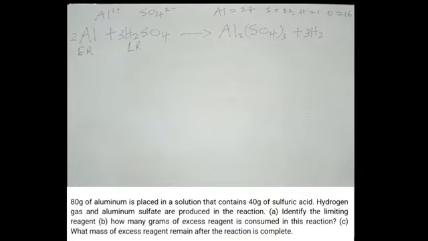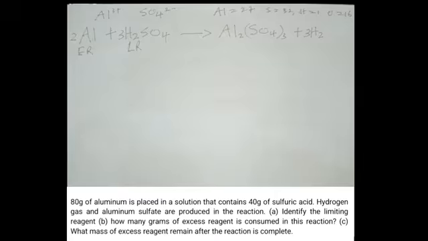Let us now go straight to the B part of the question. The B part of the question says, how many grams of excess reagent is consumed in this reaction? Don't forget that the excess reagent will remain after the reaction is complete. But that doesn't mean that it did not participate in the reaction. It took part in the reaction. So the B part of the question is asking us, how many grams of excess reagent was consumed? Or in other words, how many grams of excess reagent was used up in this reaction?